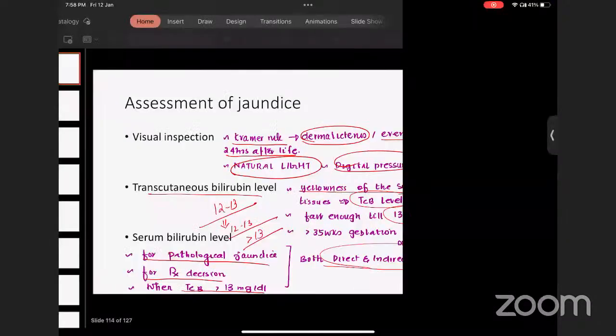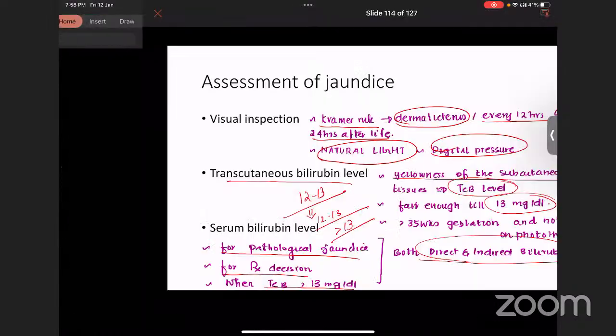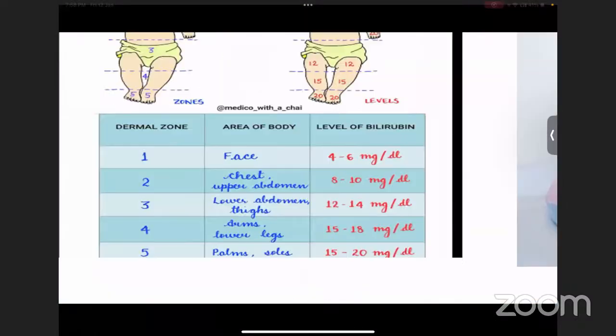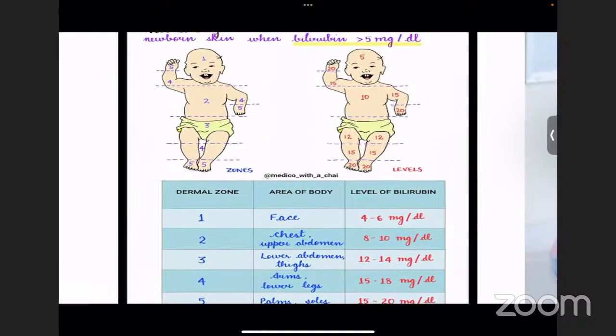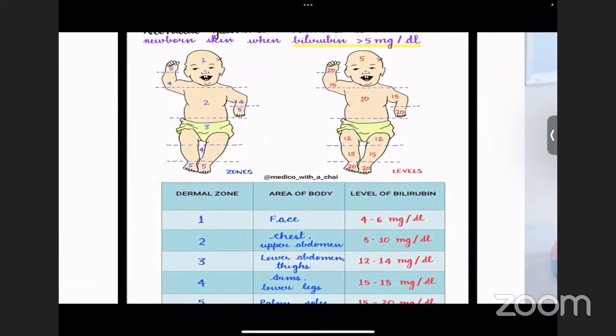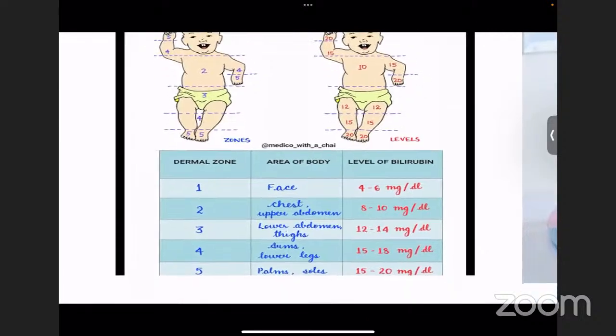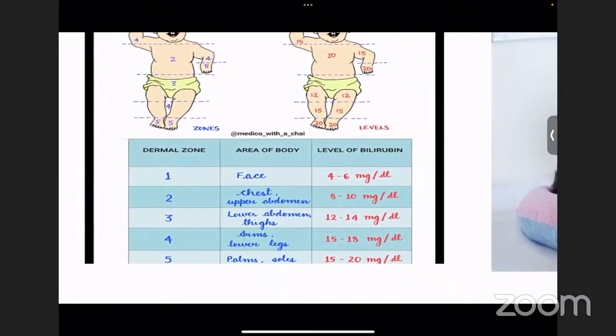Okay, sorry. So this is the Kramer's rule you are seeing. So just mug it up: face, chest, upper abdomen, lower abdomen, thighs, arms, lower legs, soles. These are the zones, and these are the values with which you will see.